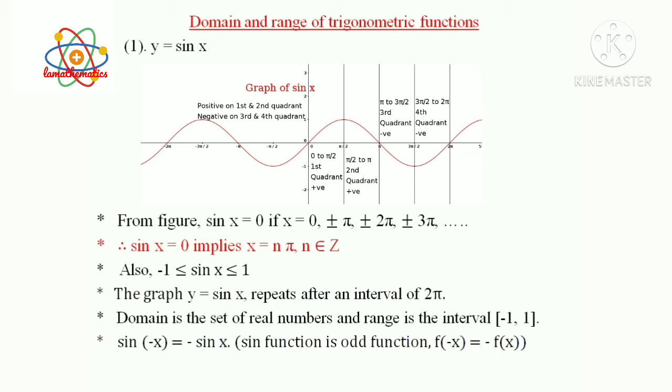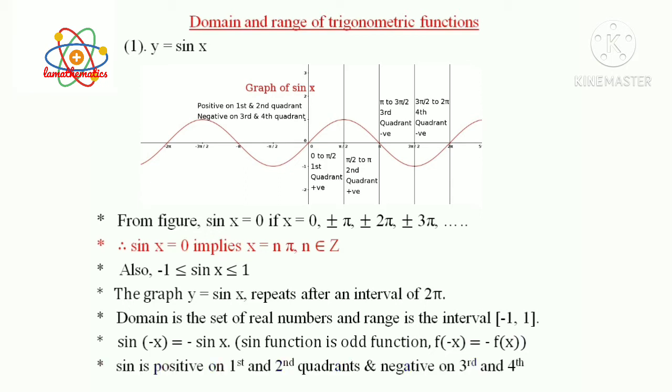Sin of minus x equal to minus sin x. That is, the sine function is an odd function. A function is said to be odd if f of minus x equal to minus f of x. From this figure, it is clear that sin of minus pi by 6 equal to minus sin pi by 6 equal to minus 1 by 2.